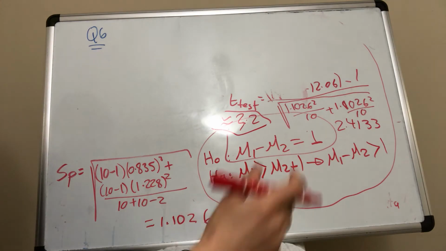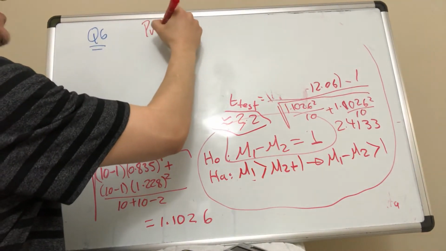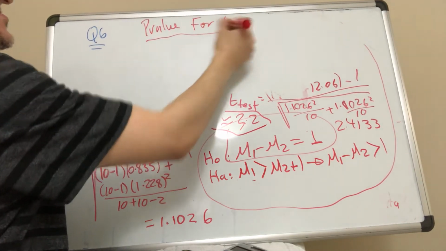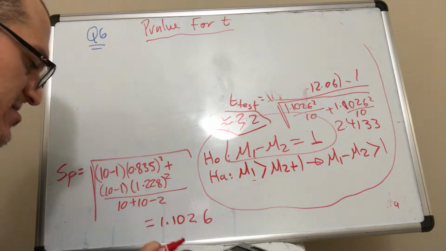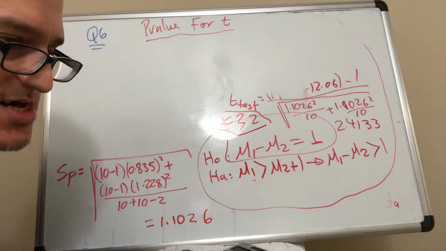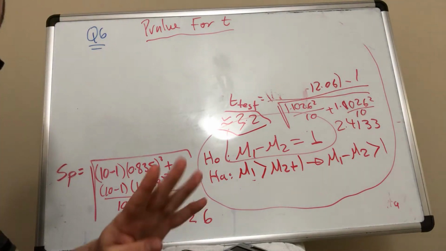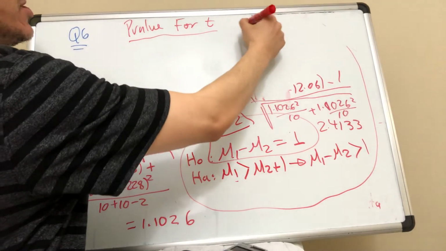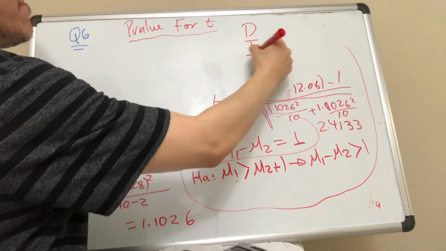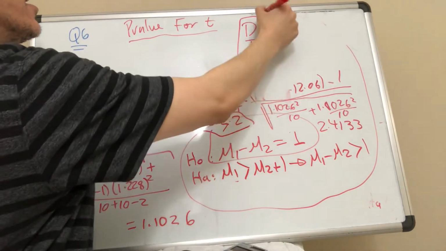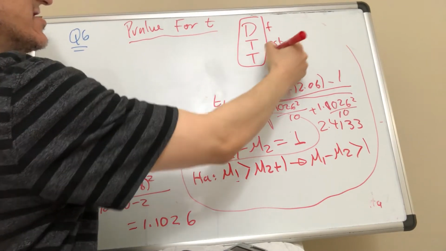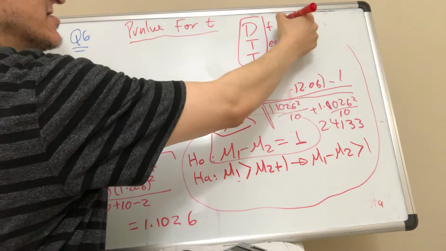Now let's see. First of all, I need to find the p-value for t. If you guys remember, in one of the other videos, I talked about the p-value for z, and I told you there are 4 cases. For t, you need to do the DTT. You need degrees of freedom. You need to know what the test is and what the tail is.